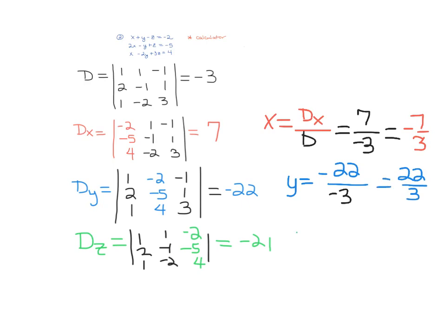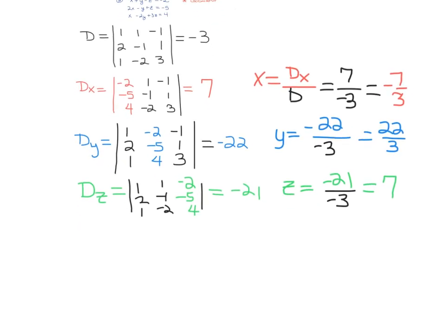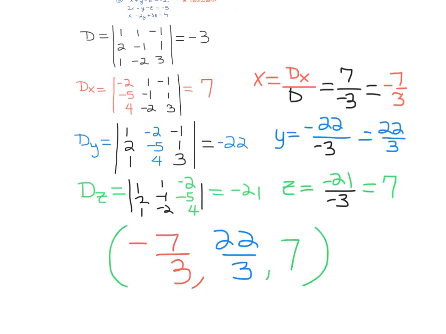And lastly, for my z value, -21 over -3, which gives me +7. So my ordered triple here is -7/3, 22/3, and +7. And that's your ordered triple.